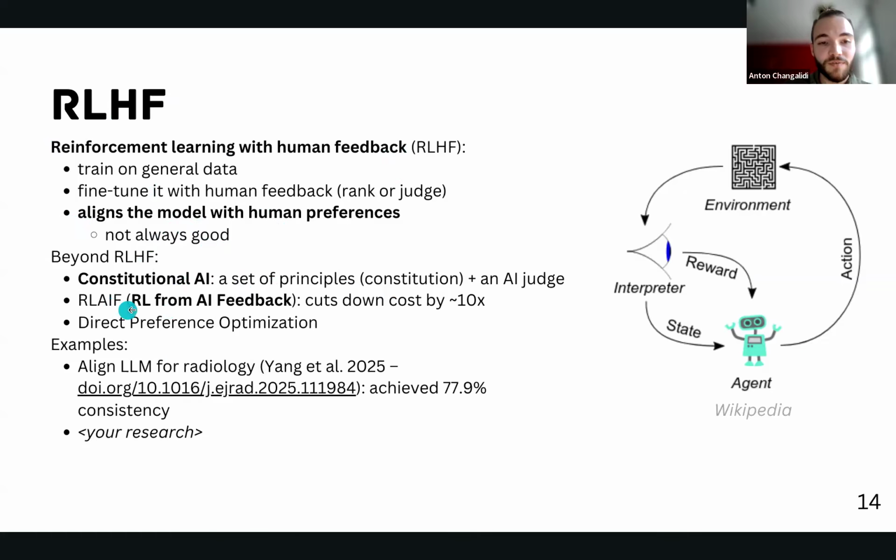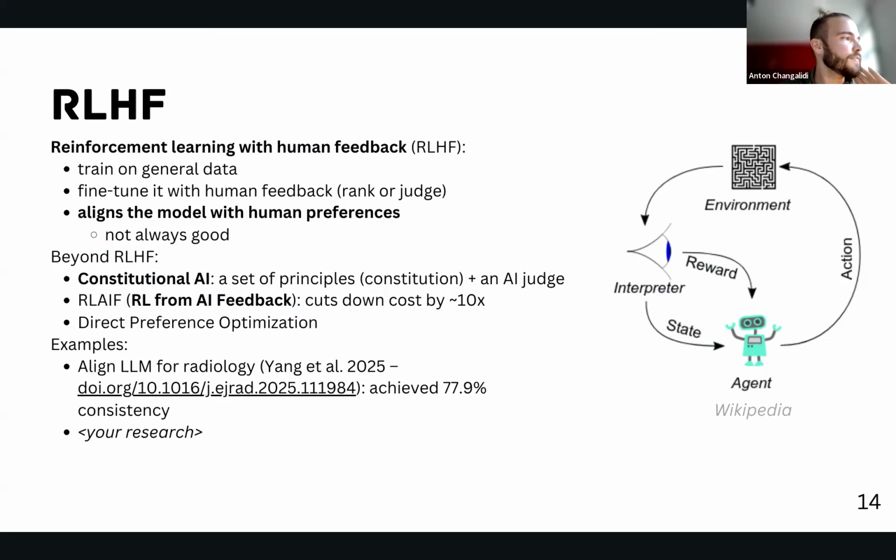So for example, there is reinforcement learning with AI feedback, when instead of human evaluation, the one who provides you the reward is another AI model which scores the answers of the first model. And this cuts down cost by 10 times or so, according to some investigations, in comparison to human feedback, because it's cheaper.